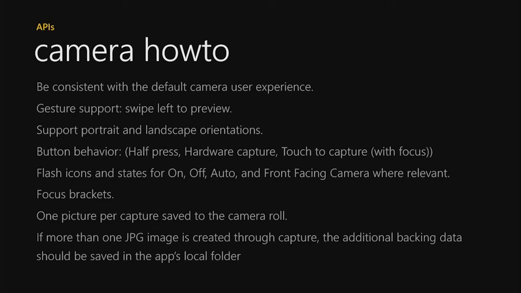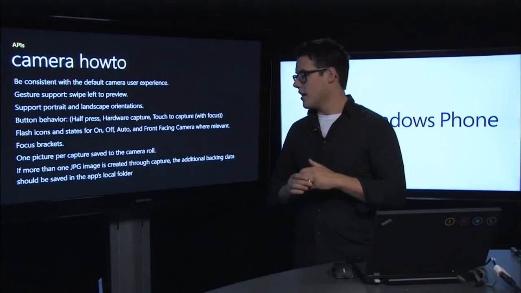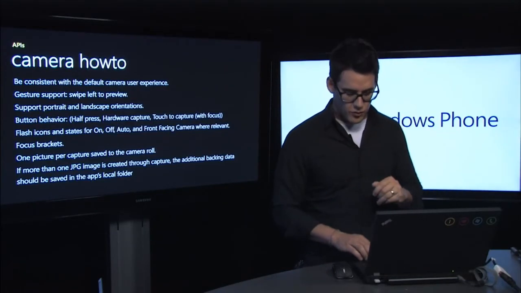Flash icons and states for on, off, auto, front facing camera where relevant. And then we also have a focus bracket when you tap the screen to tell you what area on the screen is going to focus in. One picture per capture saved to the camera roll is a rule that we have. If more than one JPEG is created through the capture, the additional backing data should be saved in the app's local folder rather than just forced out.